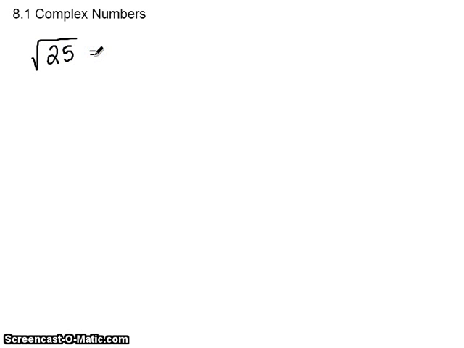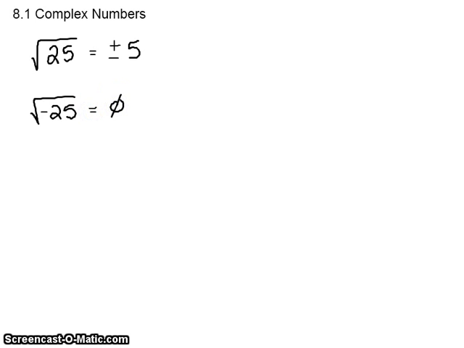So we would say that the square root of 25 is equal to plus or minus 5, because 5 times 5 is going to give me 25, and negative 5 times negative 5 is going to give me 25. Then we came to an interesting question that said, what's the square root of negative 25? And by definition of square roots, we had no answer. We would say no solution.